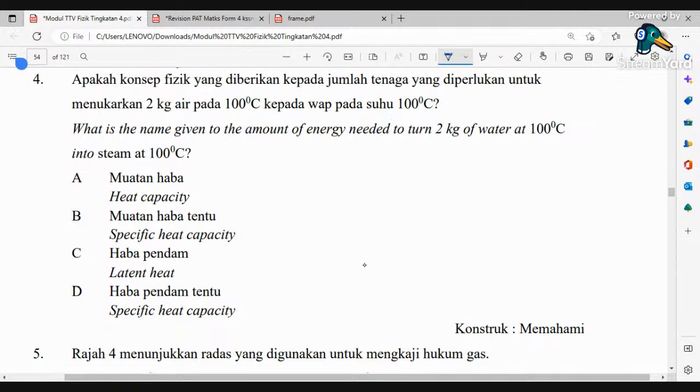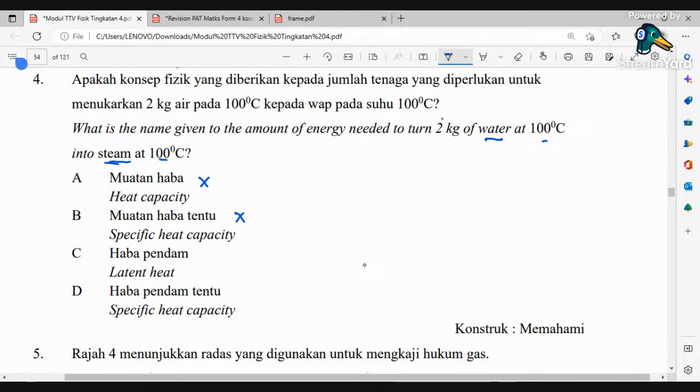Okay, number 4, what is the name given to the amount of energy needed to turn 2 kg of water at 100 degrees Celsius into steam? Water becomes steam. So ini ialah latent heat. Temperature constant. So concept of latent heat. So this one, water to steam, is vaporization. Latent heat of vaporization. So the first one, of course, is wrong.